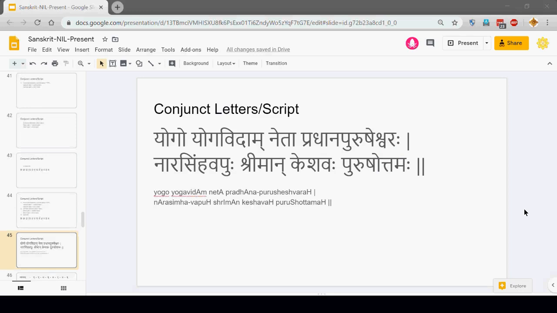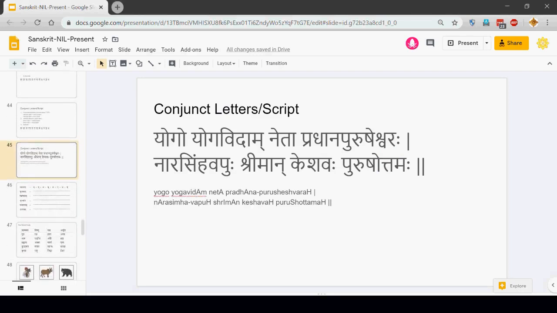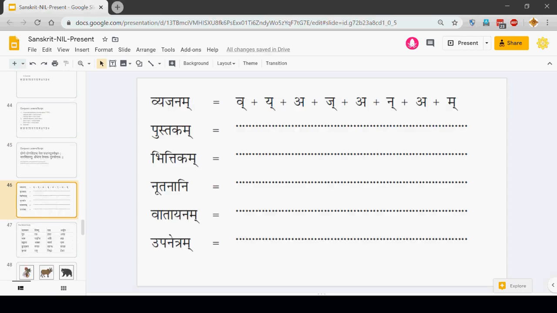And this is a shloka picked up from chanting Vishnu Sahasranama. So let's try this one also.